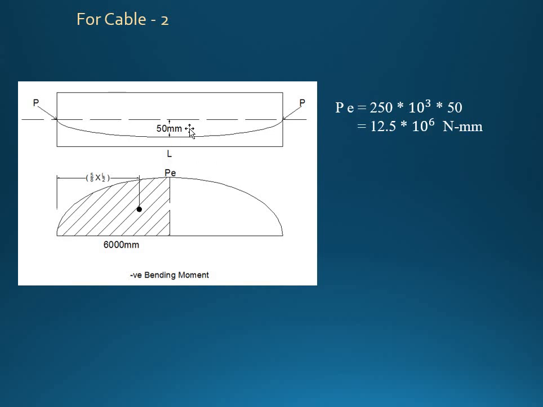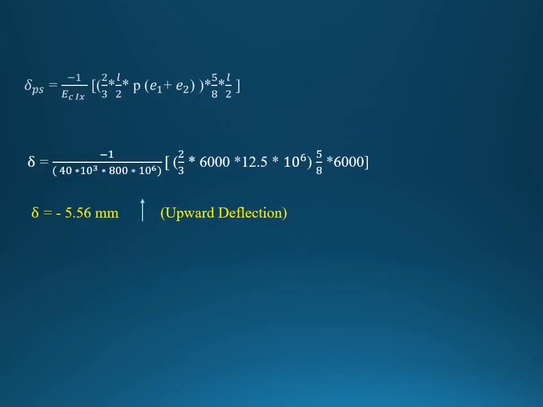Here, as this is a parabolic variation, we got a parabolic bending moment variation. As the cable is below the neutral axis, it is a negative bending moment. Let's check this deflection.